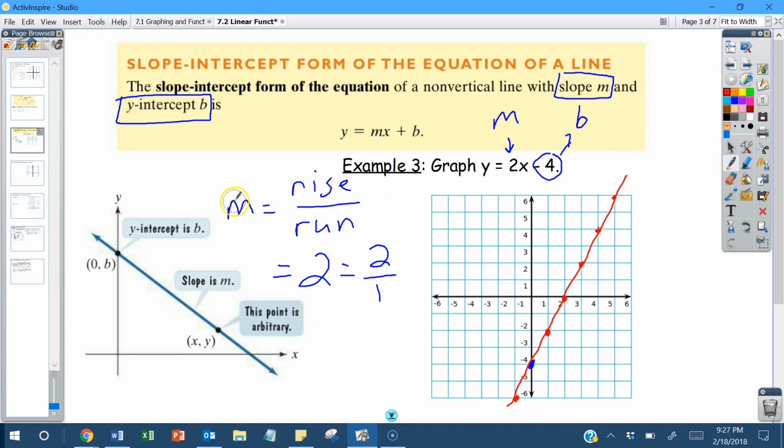This is a really cool method of doing it because I didn't have to go and find a bunch of ordered pairs and points and plot them. This is a lot faster once you kind of fiddle around with this equation some and learn what these things mean.